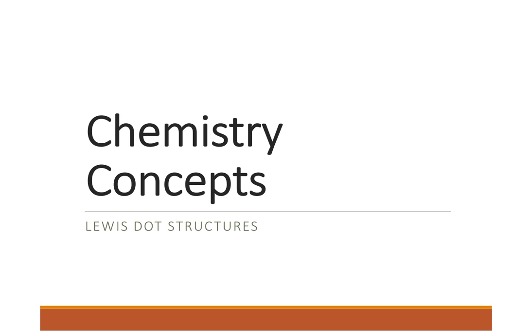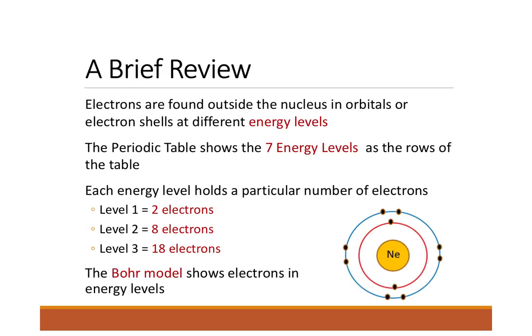In this video, I'm going to describe how you draw Lewis dot structures. So remember that electrons are found outside the nucleus, and they're organized into orbitals or electron shells at different energy levels. The periodic table shows these 7 energy levels by 7 rows. Each energy level can hold a particular number of electrons. For example, level 1 holds 2 electrons and only 2.